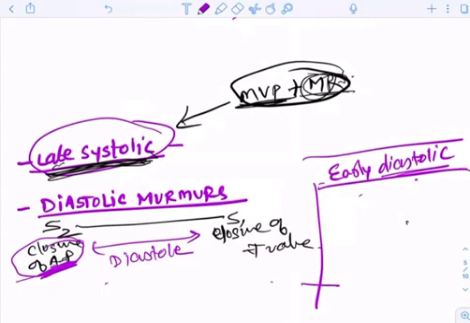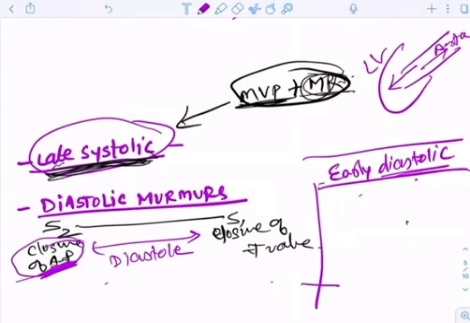It is very simple. After closure of the aortic and pulmonary valves, if these valves are regurgitating, for example, take this as LV and this as aorta. Now the LV is relaxing, it has just ejected the blood into the aorta, and after S2 the flow is coming back into the left ventricle because of regurgitation. Due to this turbulence, the murmur will be produced, and that is called an early diastolic murmur.